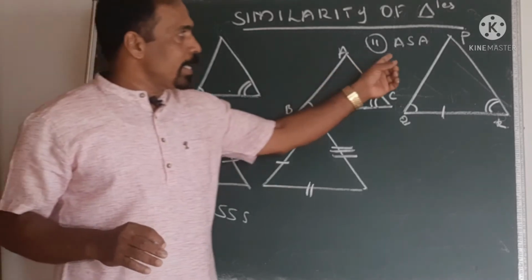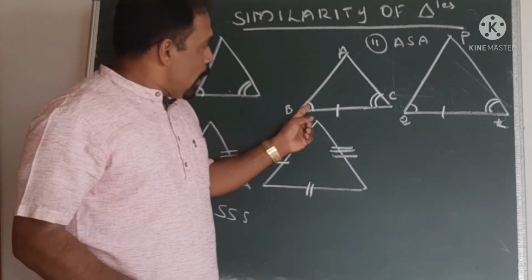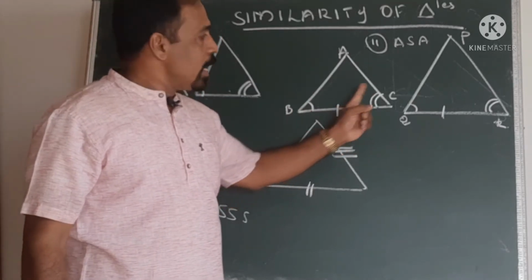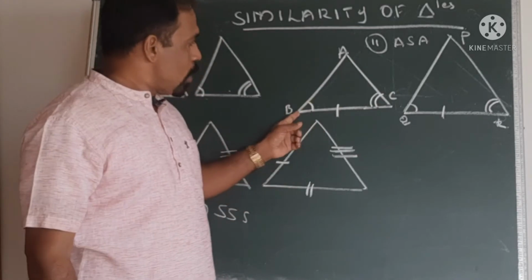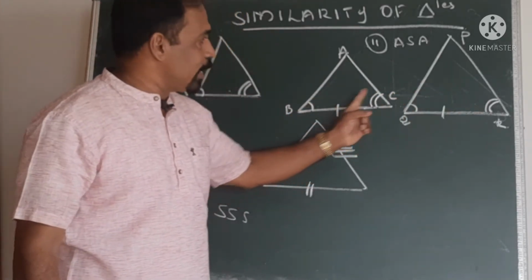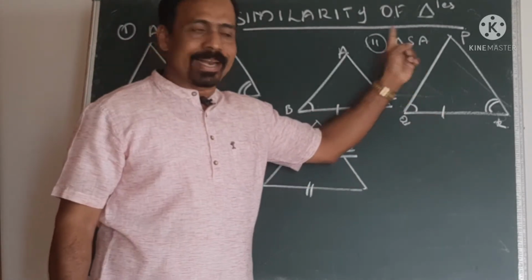The second criteria is the angle side angle criteria. That means two angles and their included side are in proportion. So two angles, this angle is equal to this angle and this is equal to this, and this side is in proportion to this. Then this criteria is angle side angle.